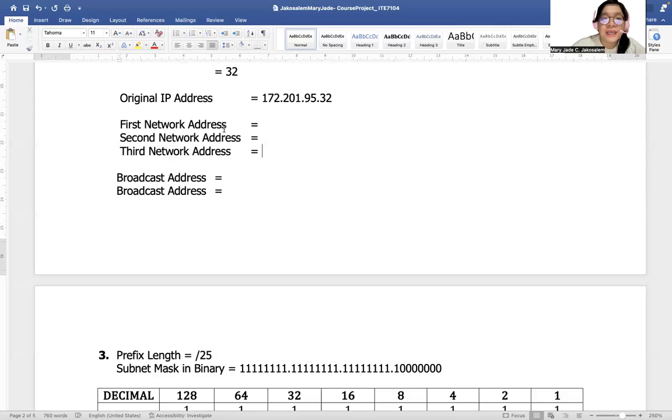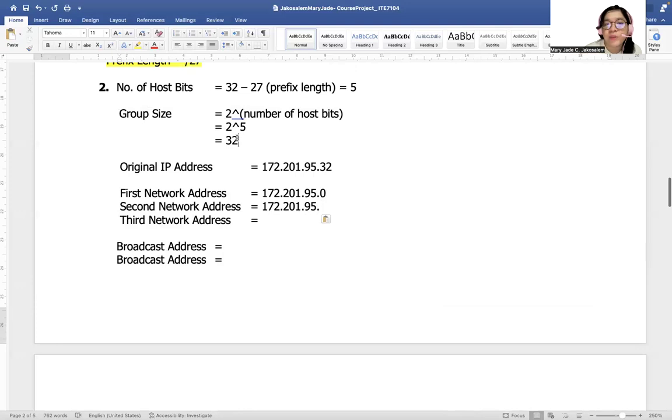In this case, we first copy the first 3 octets: 172.201.95. Then for our first network address, we set the 4th octet to 0. Is 0 greater than 32? It's not, so we proceed with the second network address. Again, we copy the first 3 octets, and then 0 plus our group size. Our group size is 32, so 0 plus 32 is 32. That's our second network address.